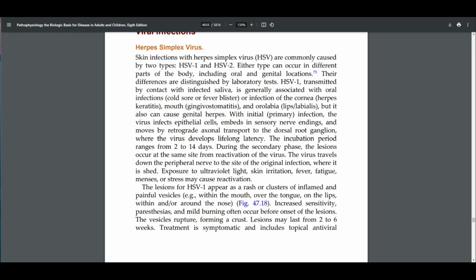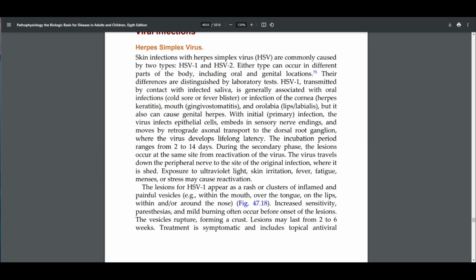HSV1, transmitted by contact with infected saliva, is generally associated with oral infections, cold sores, or fever blisters, or infection of the cornea, herpes keratitis, mouth, gingivitis, and lips, orolabialis. But it also can cause genital herpes, with initial primary infection.